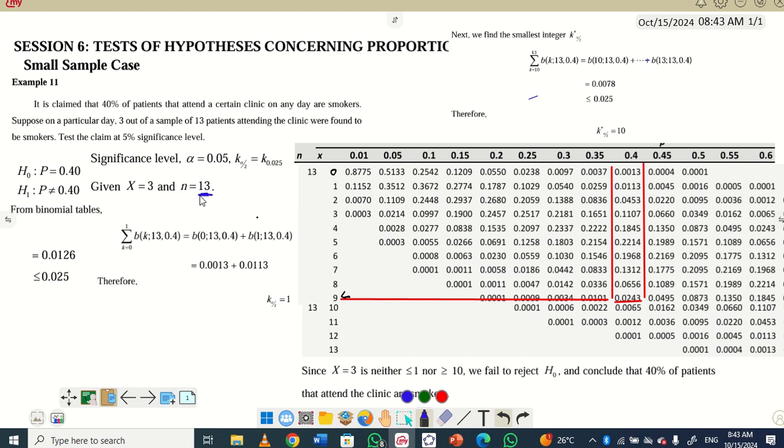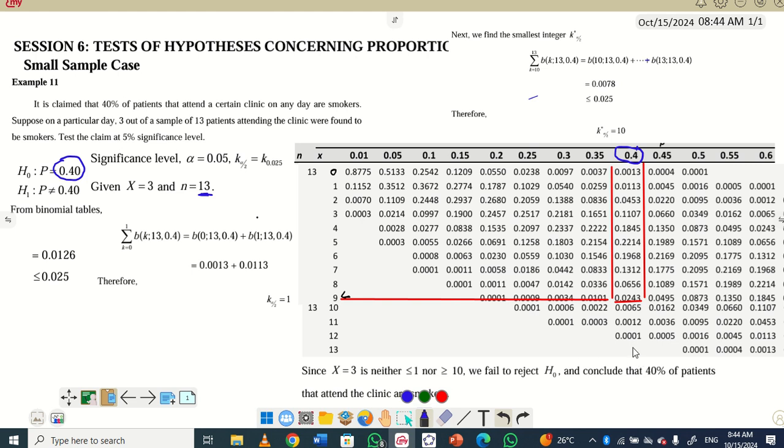Then let's go to our hypothesized proportion. Our hypothesized proportion is 0.40. So you have to also come here and look for that. 0.40 is here. So we are going to work within this column. Let's take note of that. We are working within this column.